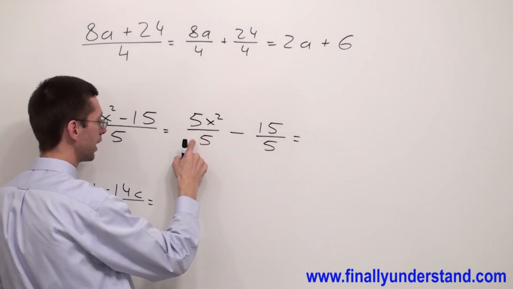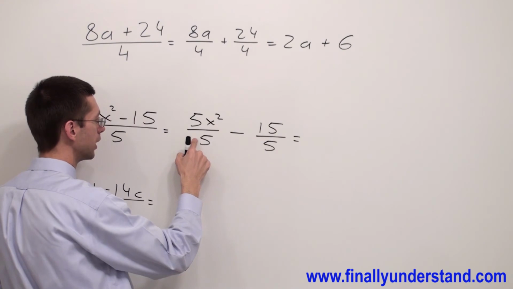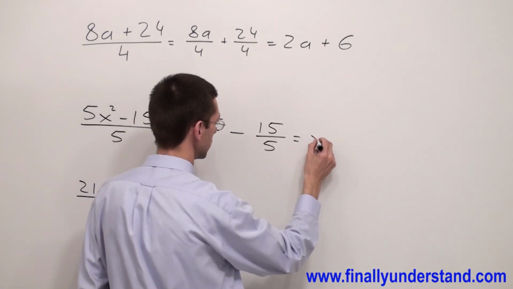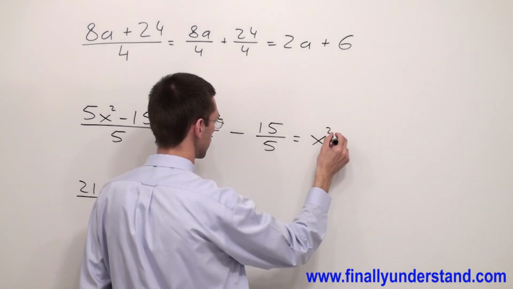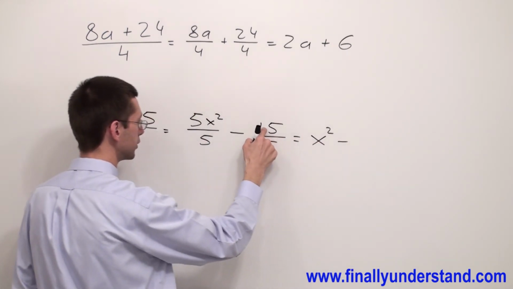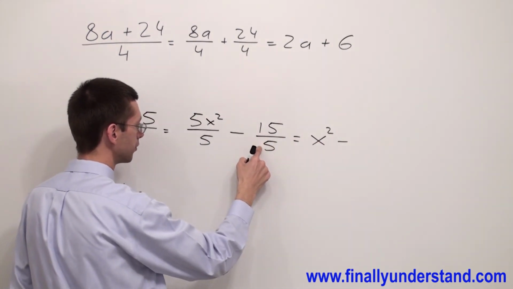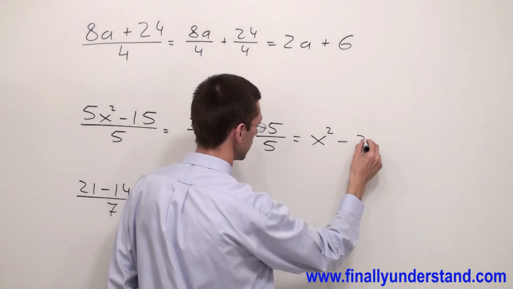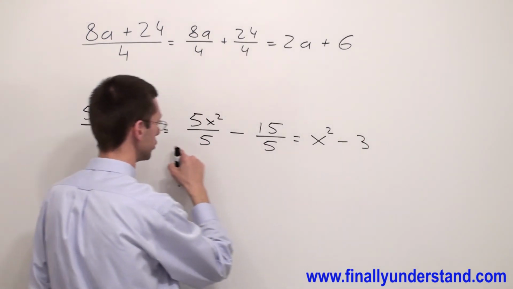5 divided by 5 is 1. 1 times x squared is x squared, minus 15 divided by 5 is 3. This is the solution to my second problem.